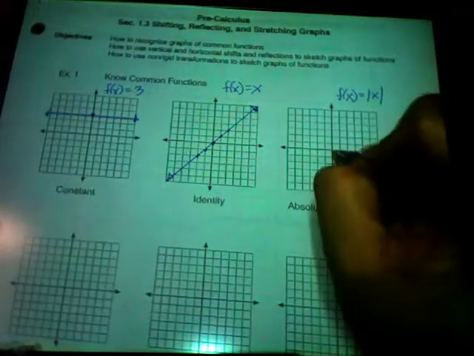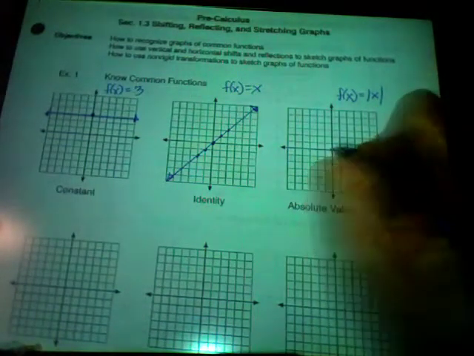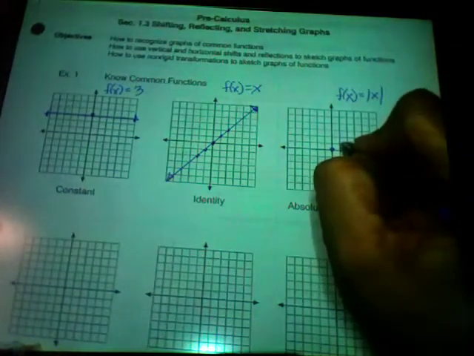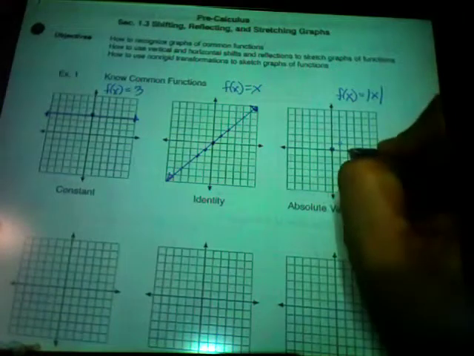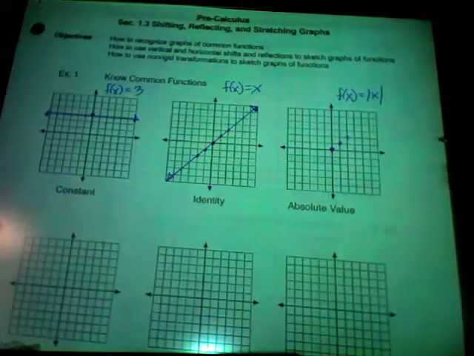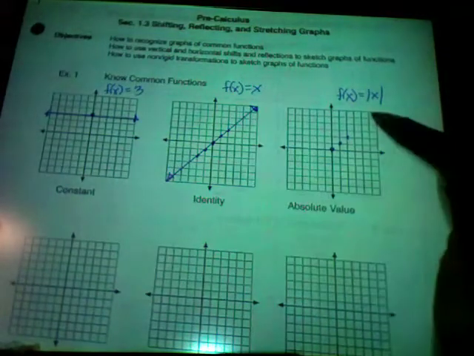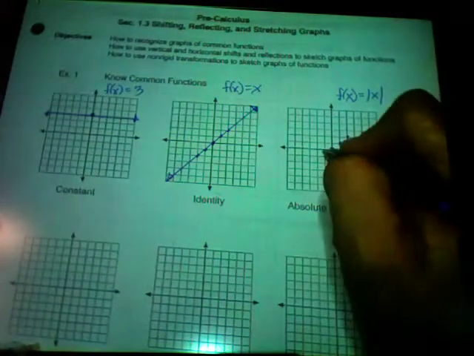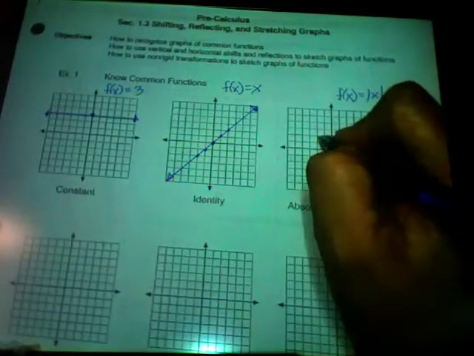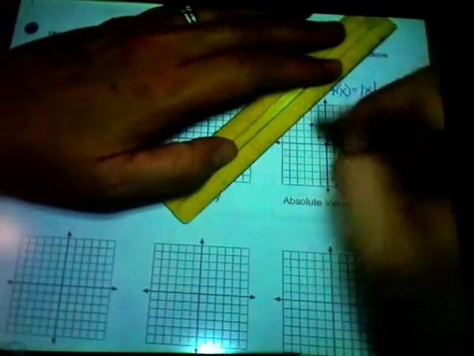So if x is 0, the absolute value of 0 is 0. Isn't that the vertex? If x is 1, the absolute value of 1 is 1, so y would be 1. If x is 2, the absolute value is 2. So it almost looks like the identity function, except when x is negative 1, the absolute value of negative 1 is positive 1. Negative 2, absolute value is positive 2. And so, whoops, I just put that up in the wrong spot.